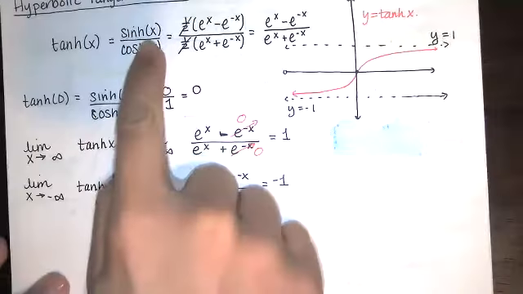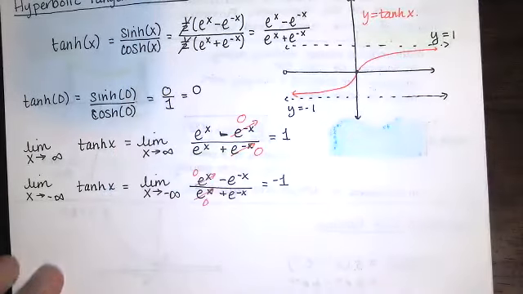Now, sine is an odd function and hyperbolic cosine is an even function. So that has some consequences for the hyperbolic tangent function. So if I evaluate the hyperbolic tangent at negative x, it's defined as hyperbolic sine over hyperbolic cosine.